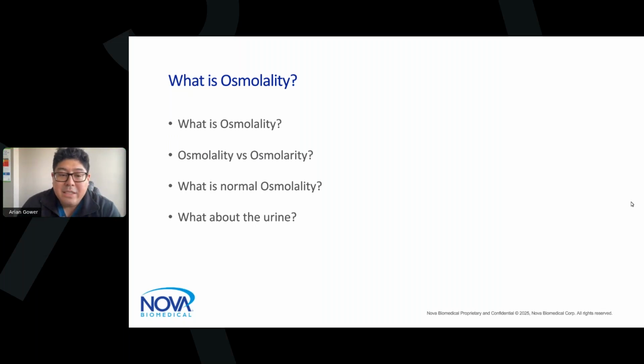Urine osmolarity is slightly different. Urine osmolarity can fluctuate anywhere from 50 milliosms to 1,200 milliosms per liter based on what the body needs to do to manage or preserve the amount of water in the body.